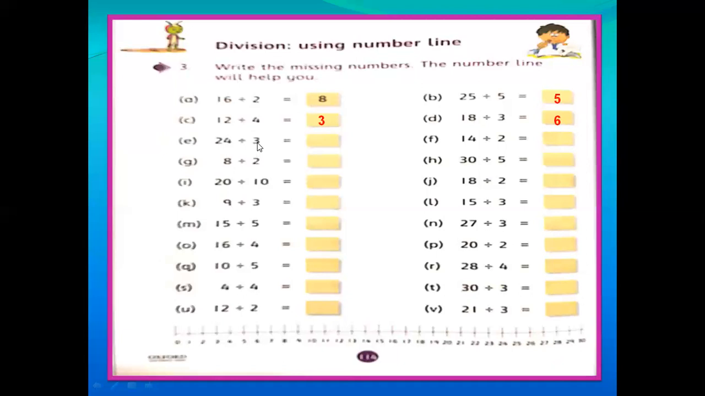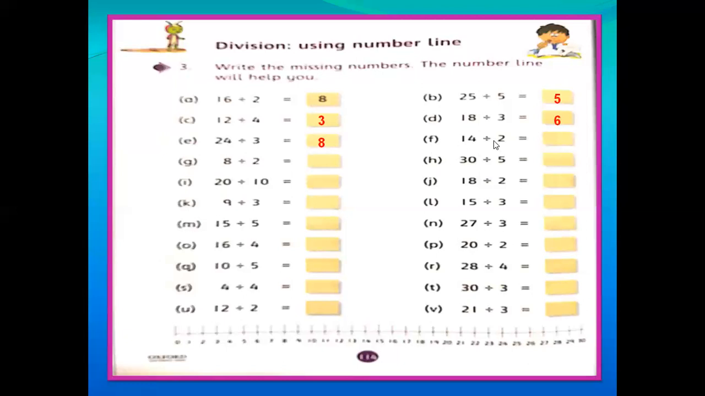24 divided by 3. Read the table of 3. 3 ones are 3, 3 twos are 6, 3 threes are 9, 3 fours are 12, 3 fives are 15, 3 sixes are 18, 3 sevens are 21, 3 eights are 24. So 8 is our answer.